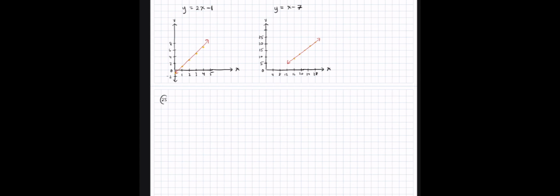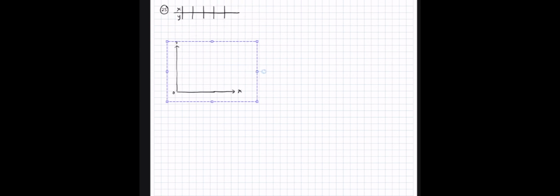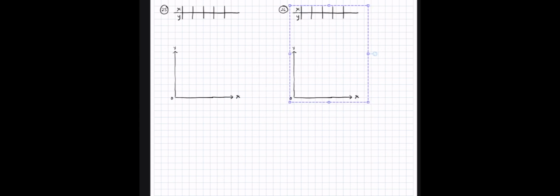25. We've got a table and space for an equation, and maybe while we're at it, I'll put 26 right next to it. So for 25, what do we have? 0, 2, 4, 6, 8, and 2, 5, 8, 11, 14.